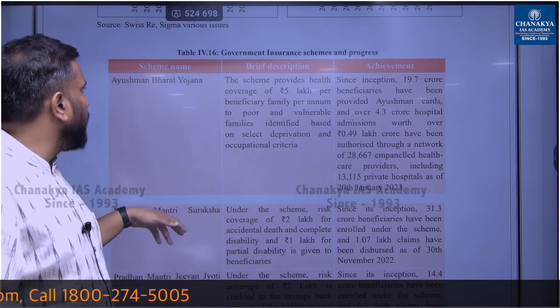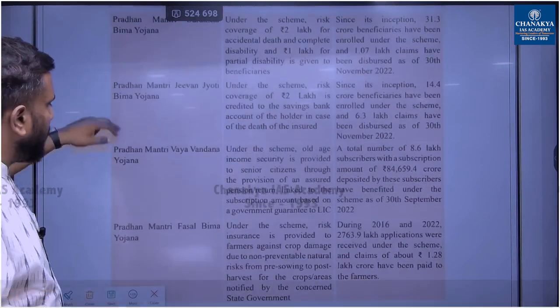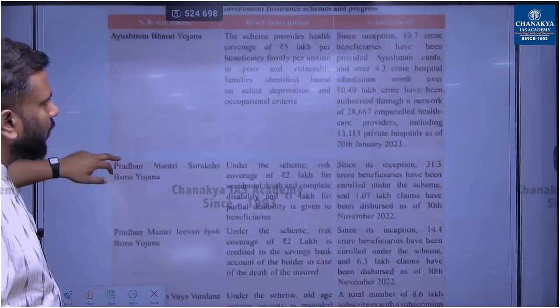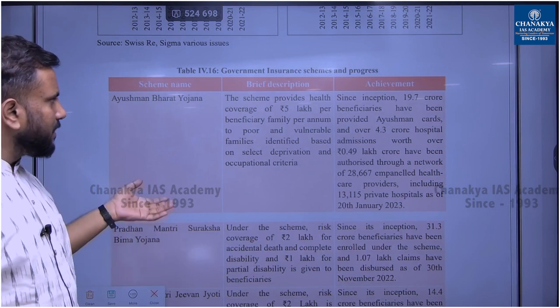What is Atmanirbhar Ayushman Bharat Yojana? What is Pradhan Mantri Suraksha Bima Yojana? Jeevan Jyoti Bima Yojana? Fasal Bima Yojana? So you can go and check on Google and on the government's website. What are these schemes? Who are covered?